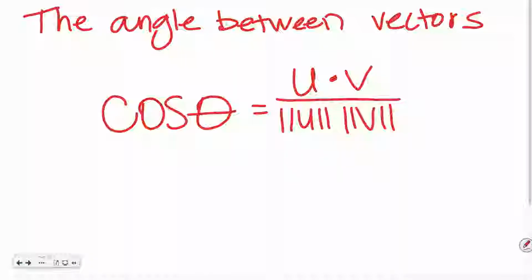If you have two vectors, we can figure out the angle between them by taking their dot product divided by the product of their magnitudes, inverse cosine.